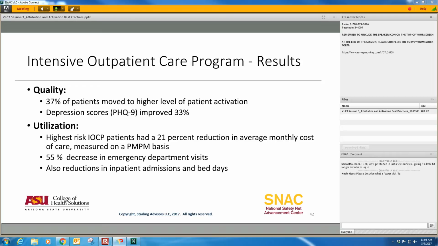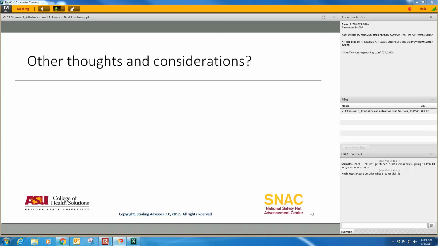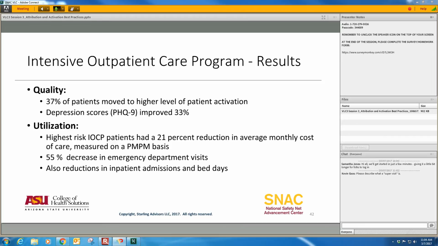scores or improvements in depression scores. They saw really significant reductions in total cost of care, as well as some utilization metrics like ER visits and reductions in inpatient days and inpatient admissions and bed days. And it's a pilot they're still expanding. So as they increase the providers that are participating, they're continuing to see results.